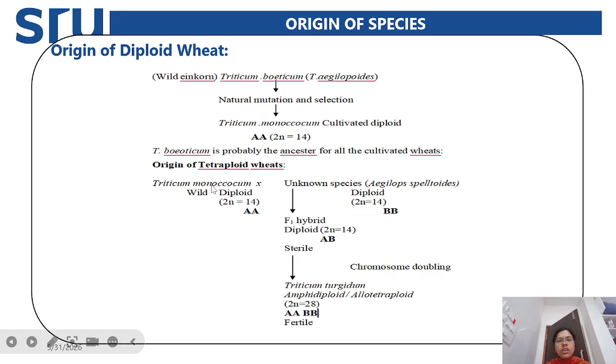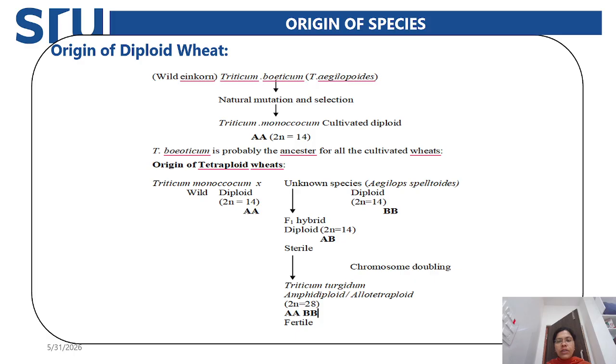When we cross this Triticum monococcum and the unknown species, we get the F1 hybrid, which is a diploid and sterile. So here the genome is capital A and capital B, and it is a diploid. Automatically the chromosome number is 2n equal to 14. Again, this F1 hybrid undergoes chromosome doubling with colchicine treatment. It will result in the tetraploid, that is Triticum turgidum.